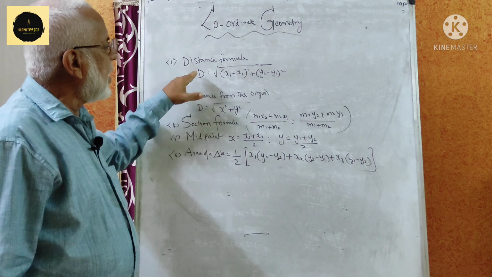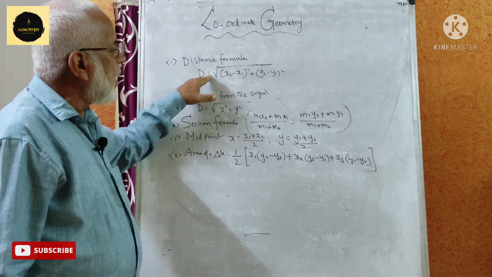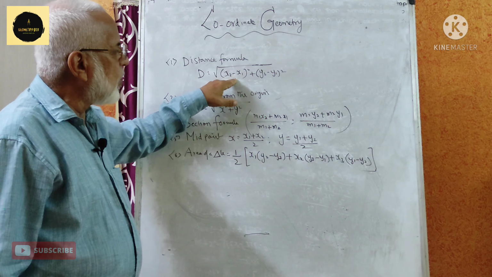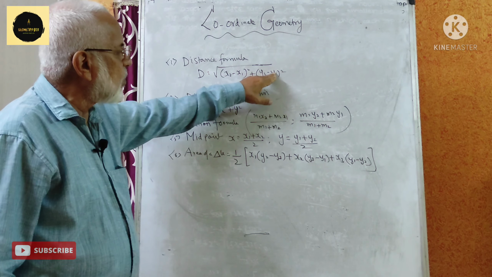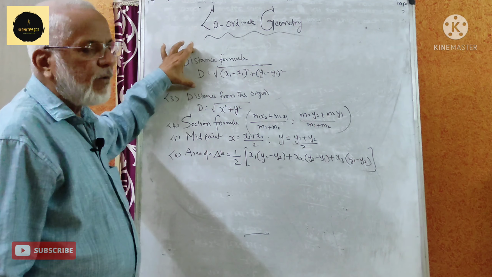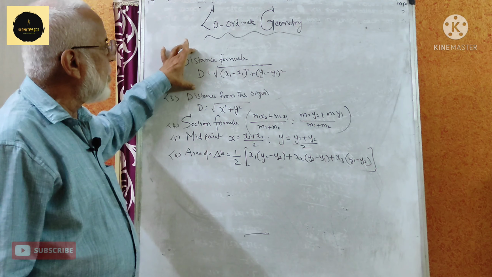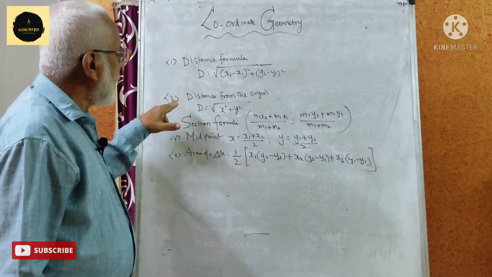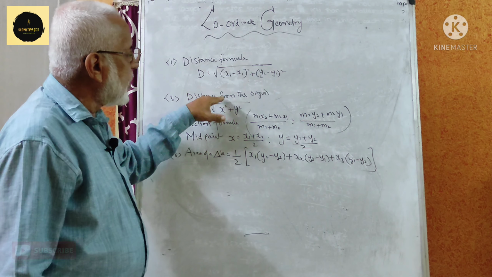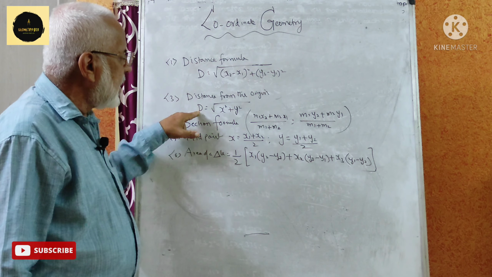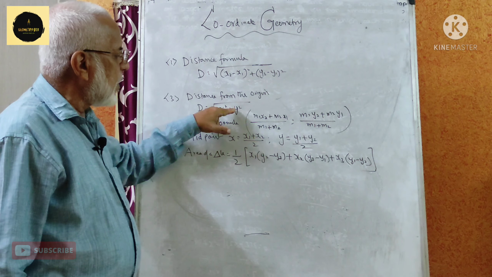The distance formula: d is equal to the square root of (x2 minus x1) whole square plus (y2 minus y1) whole square. This is one of the standard formulas to find the distance in coordinate geometry. Second one, the distance formula from the origin: d is equal to the square root of x square plus y square.